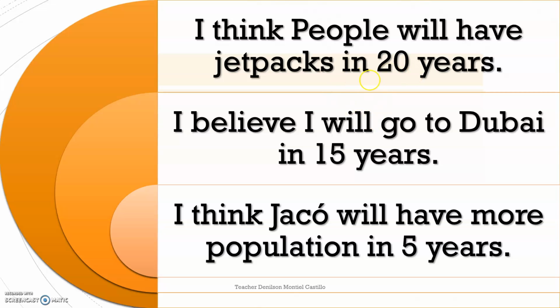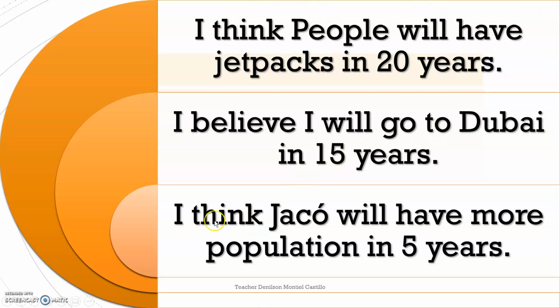Okay, now let's take a look at the second one. I believe I will go to Dubai in 15 years. I hope so. So in this case, the subject would be I. In this case, I'm using believe instead of think. The object, in this case, is I, sorry. Then I use will. Go is the verb. And the complement is to Dubai in 15 years, which is the rest of the sentence.